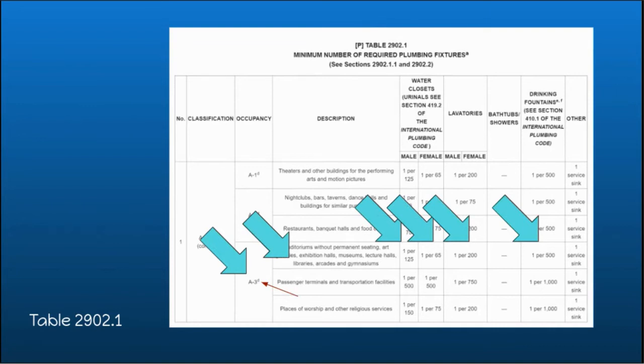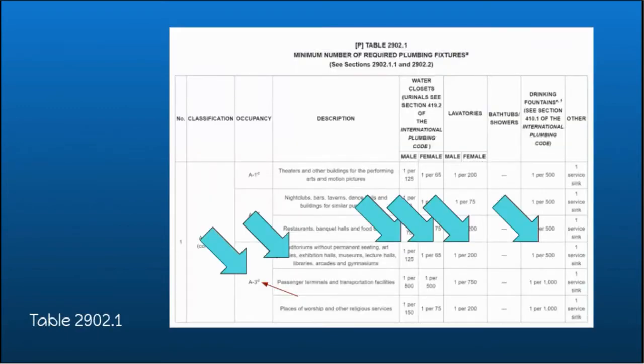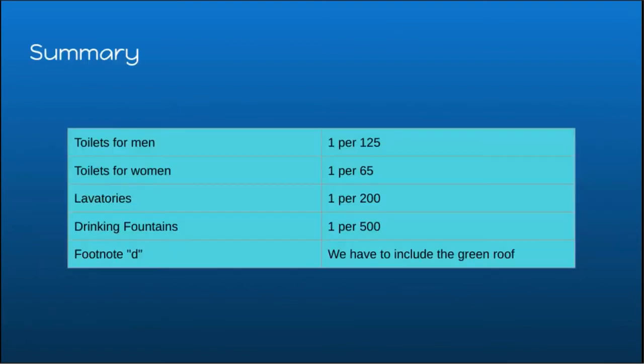And for lavatories, that means restrooms. Okay, so for restrooms, you need one for every 200 people. And for drinking fountains, you need one for every 500 people. Also note that A3 has the little footnote D by it, so we need to look at what D says. And D says the occupant load for seasonal outdoor seating and entertainment areas shall be included when determining the minimum number of facilities required.